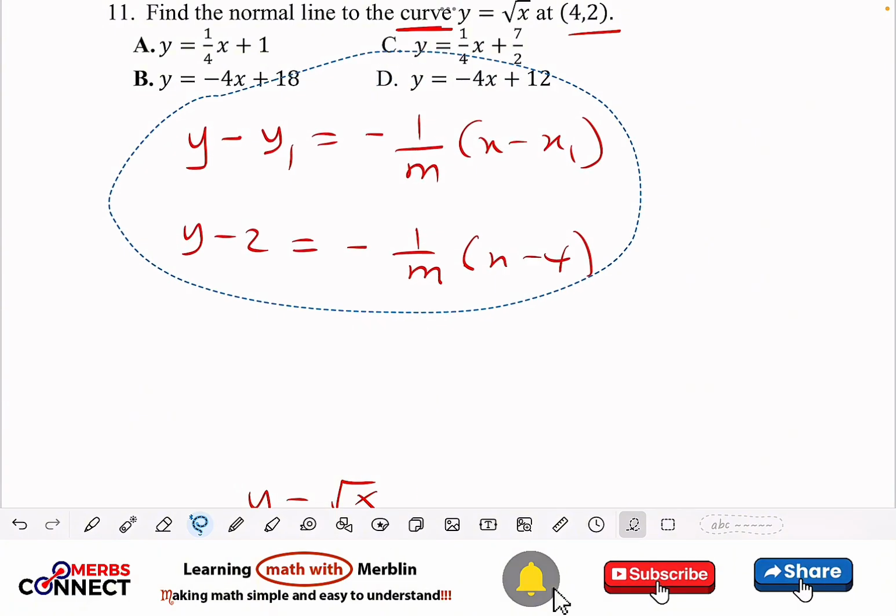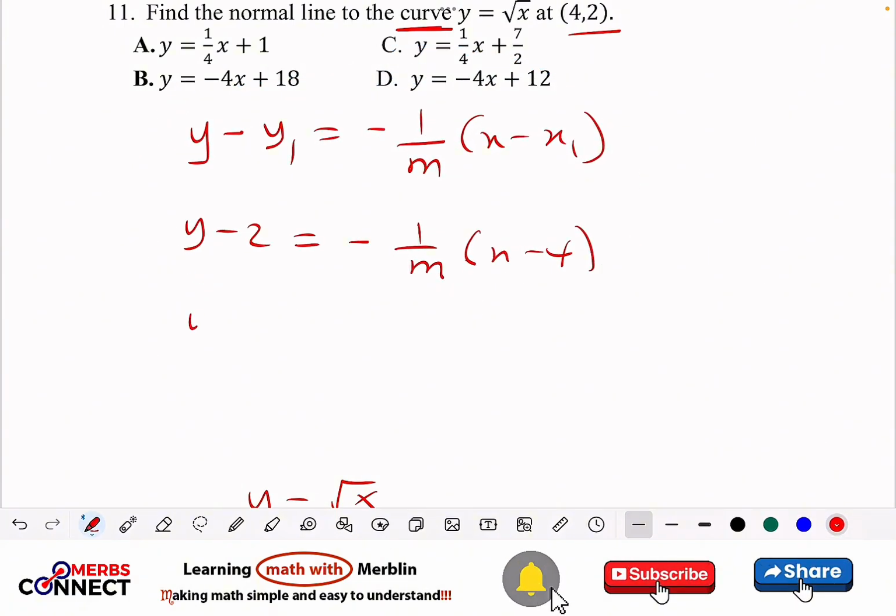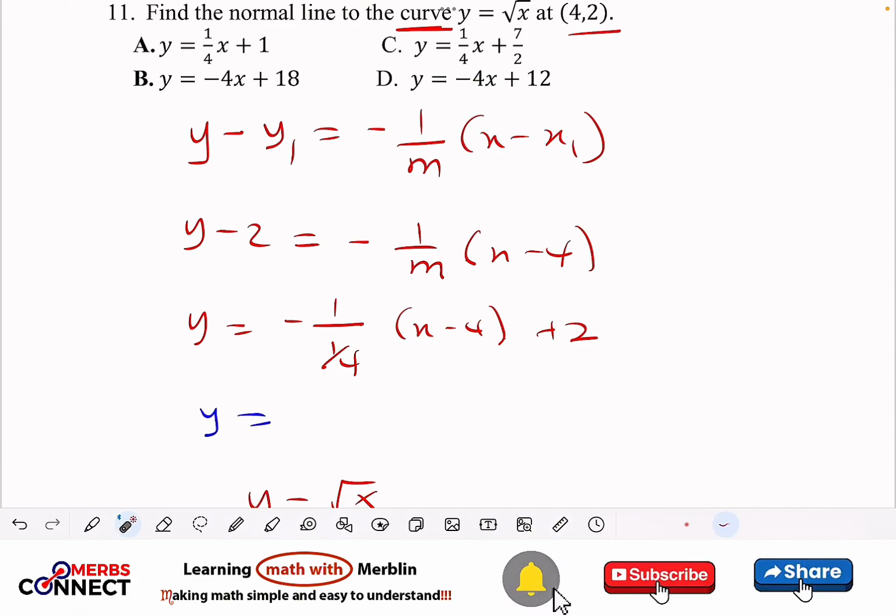We are going to have y equal to minus 1 divided by 4, x minus 4. Then when I move the 2 to the other side, I'm going to have plus 2. So this is going to be y is equal to 1 divided by 1 divided by 4, which is the same as minus 4, then x minus 4 plus 2.